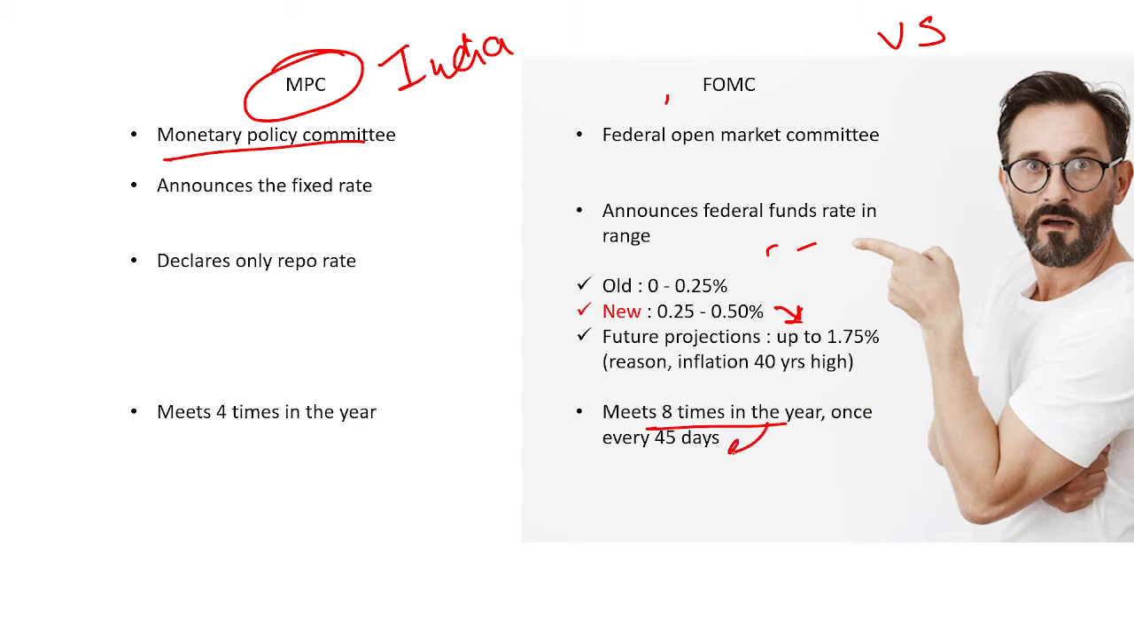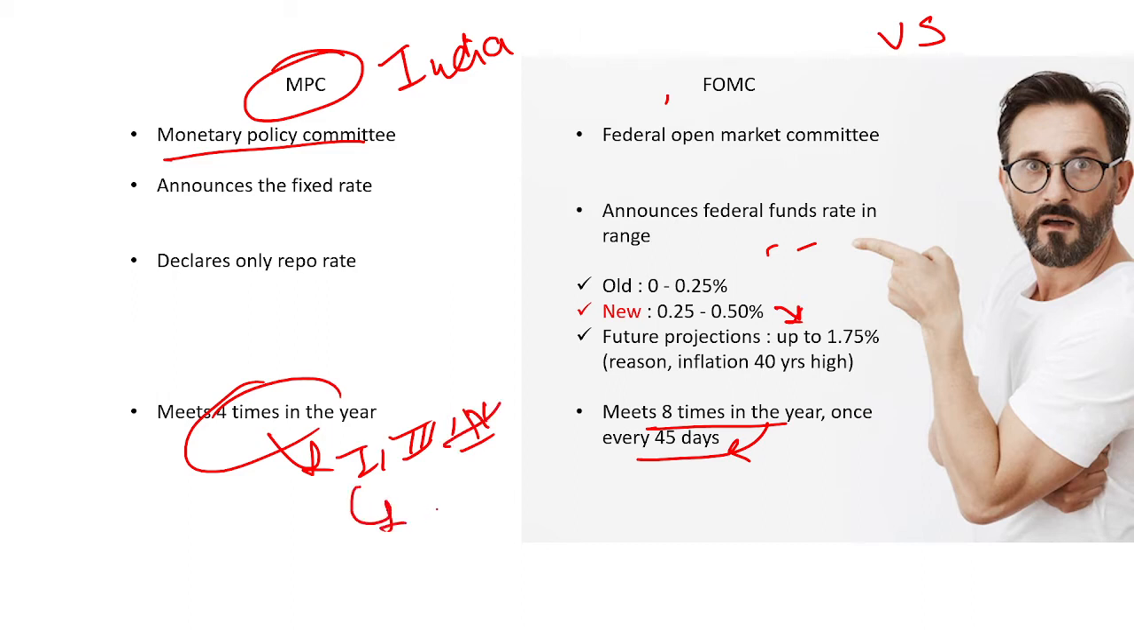And the last difference between these two committees is that the FOMC meets 8 times per year, right? Which is approximately every 45 days, right? And the monetary policy committee meets only 4 times a year, right? Which is after every quarter, like every year has 4 quarters, right? So after each quarter they declare the policy rates, right?